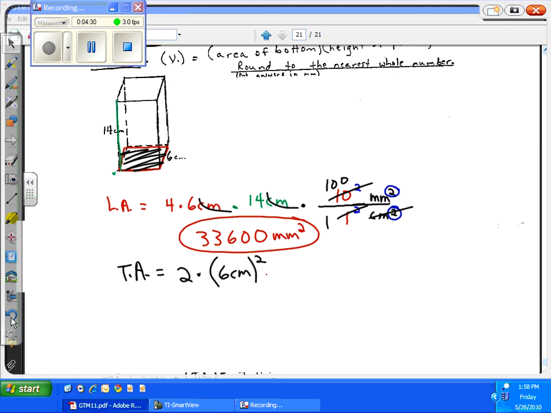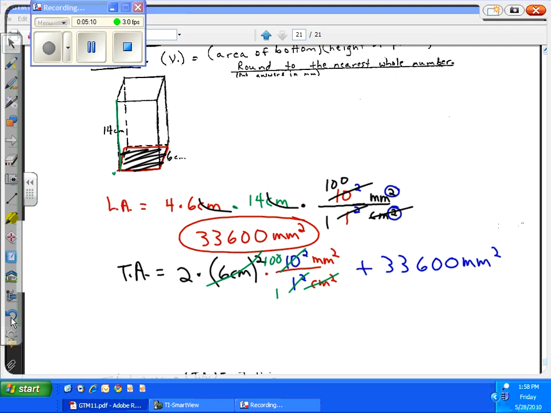Now that's going to be in square centi, and we're going to need to lose that name square centi and gain the name square milli. 1 centi is 10 milli, but we're dealing with square units, so we square, and so we would have 1 in 100. That would cancel out the square centi and make it be square milli. That would give us the area of the top and bottom, we need to add to that the lateral area that we found, which was 33,600 square milli.